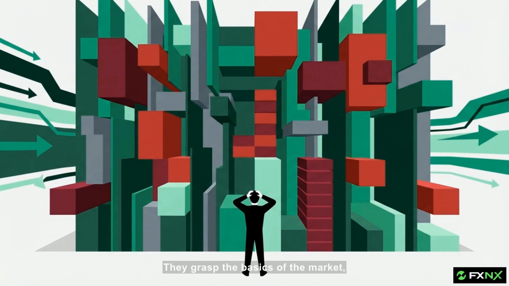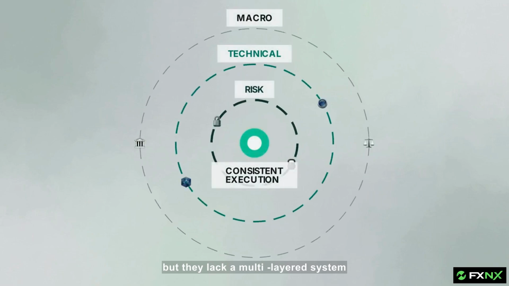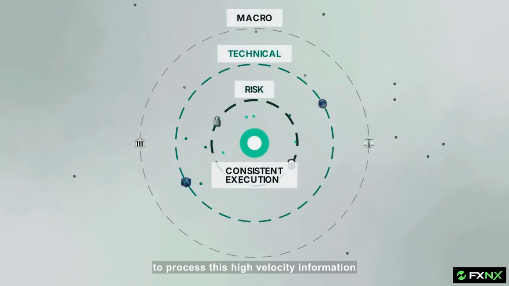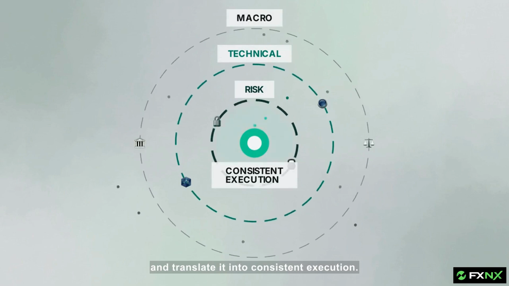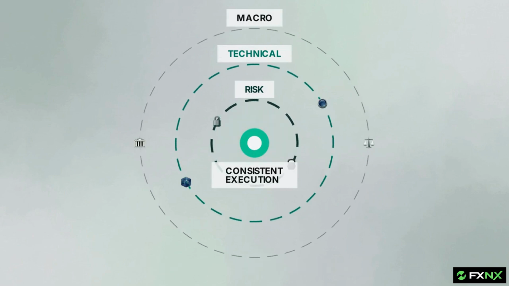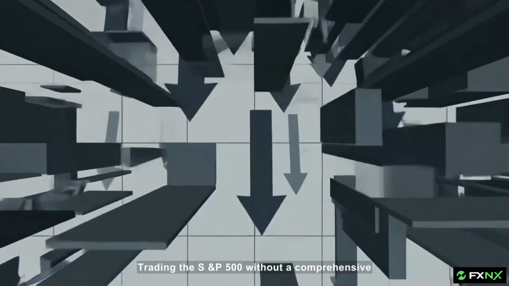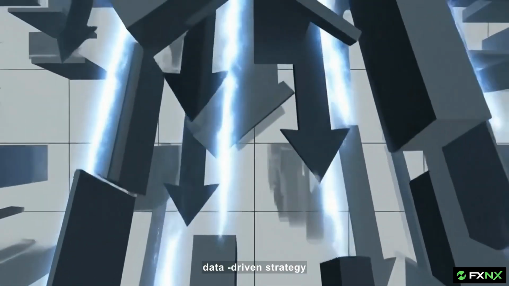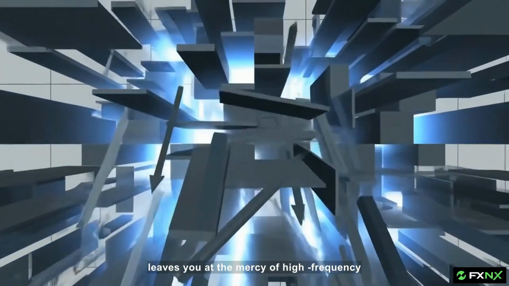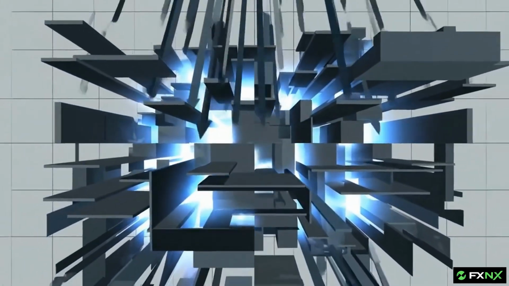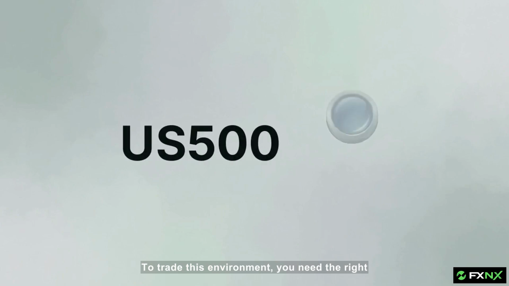They grasp the basics of the market, but they lack a multi-layered system to process this high-velocity information and translate it into consistent execution. Trading the S&P 500 without a comprehensive, data-driven strategy leaves you at the mercy of high-frequency algorithmic storms. To trade this environment, you need the right vehicle.